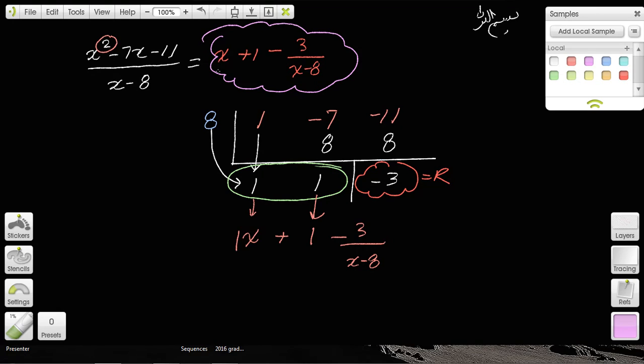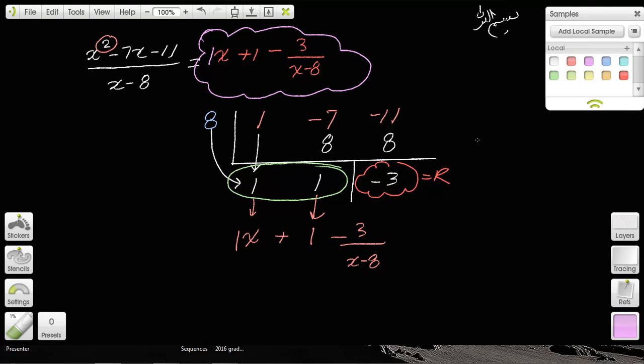And the coefficients over here, this one and this constant term, are the answers from the synthetic substitution. In this case, they happen to be 1. So this is the answer to this polynomial division problem.